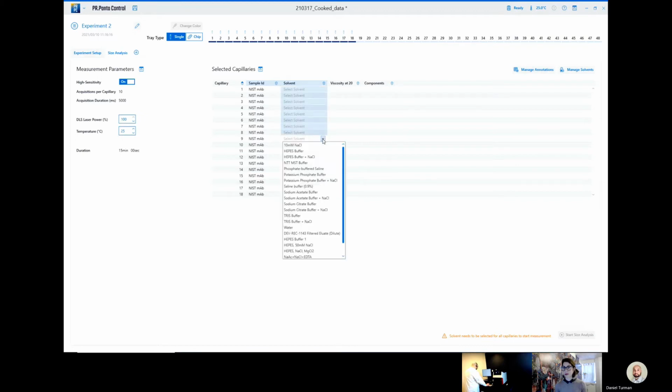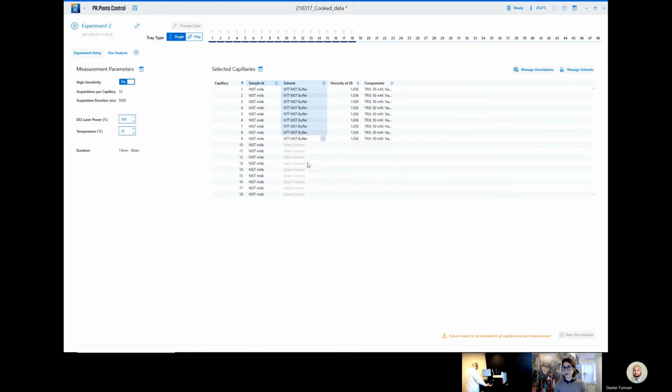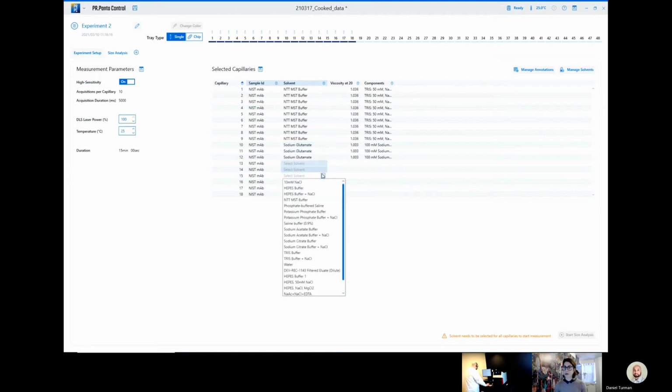This is going to be in our tris-based NanoTemperTech MST buffer, actually. And then these three are going to be in a citrate, a glycine buffer that I think I've put in here, or a glutamate buffer, excuse me. And these are going to be in tris.